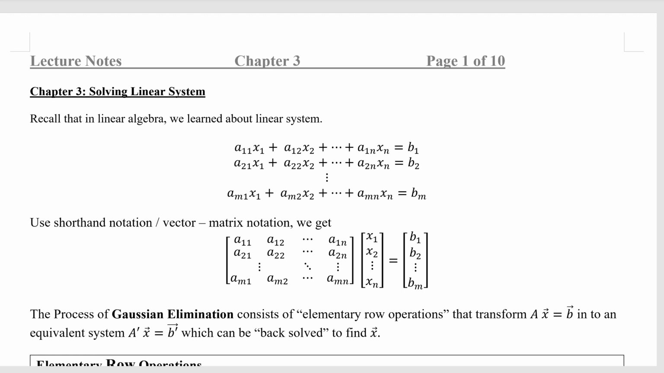So chapter 3 is about solving linear systems. In linear algebra, we learn about linear systems. So this is a linear system. We have m equations, and we have n unknowns.